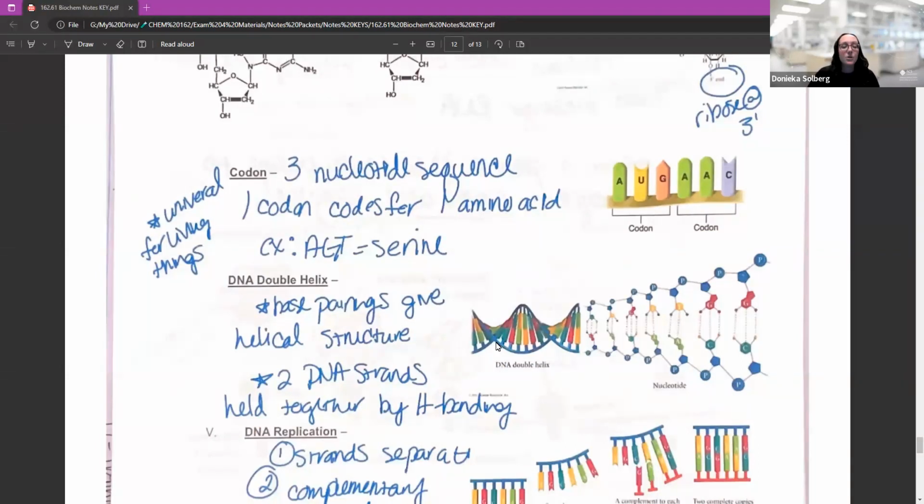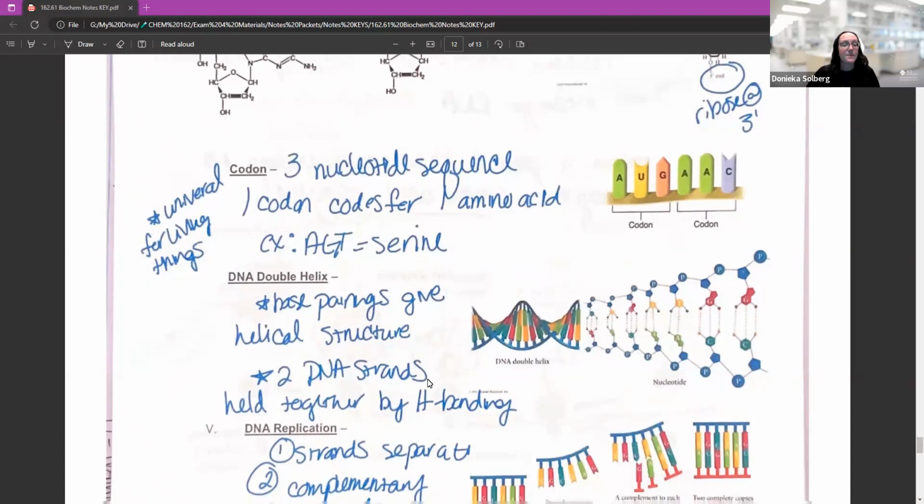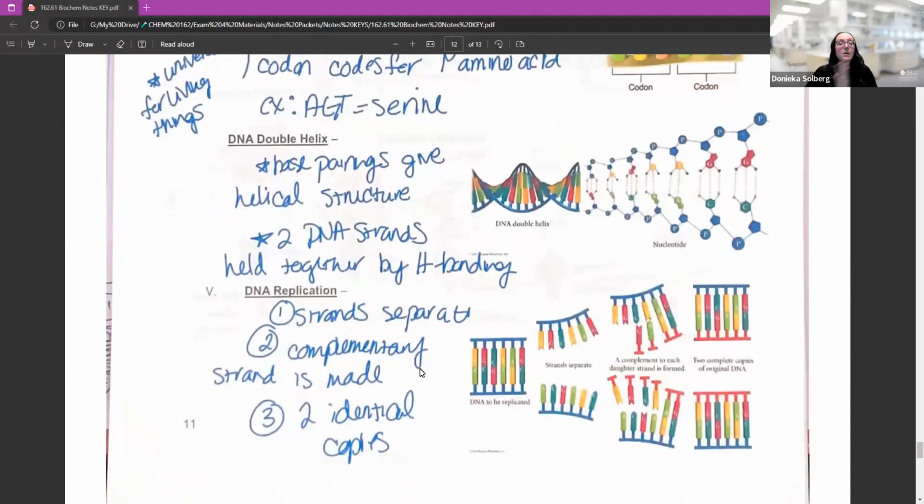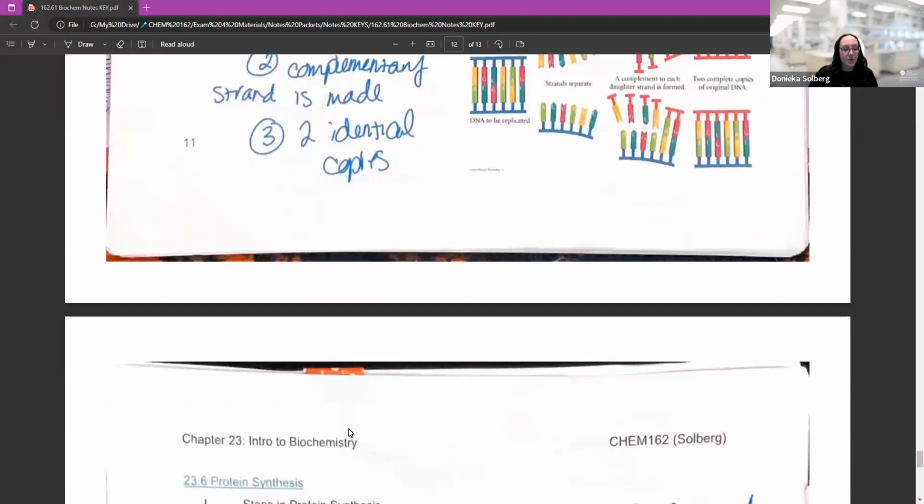Okay, so what we need to do is we actually need to take apart these DNA molecules in order to figure out how to make the proteins. So taking apart DNA molecules to figure out our proteins is similar to DNA replication. So first of all, I'm going to talk about DNA replication, and then I'll get into protein synthesis.